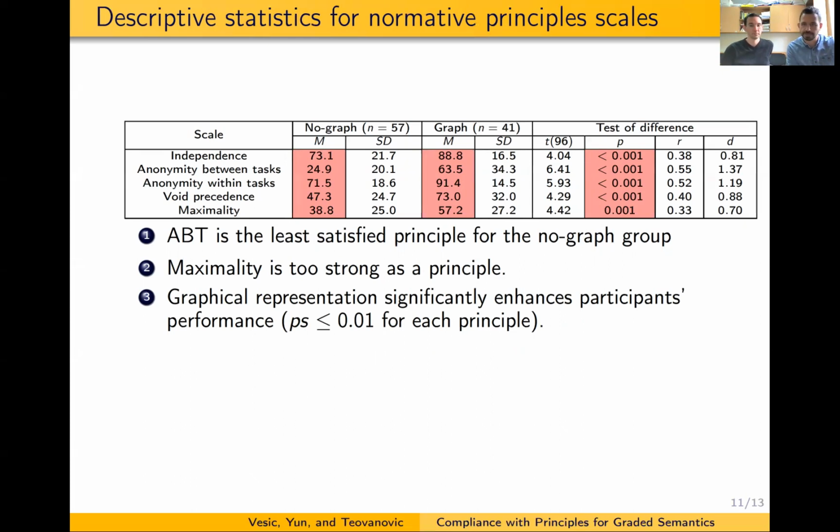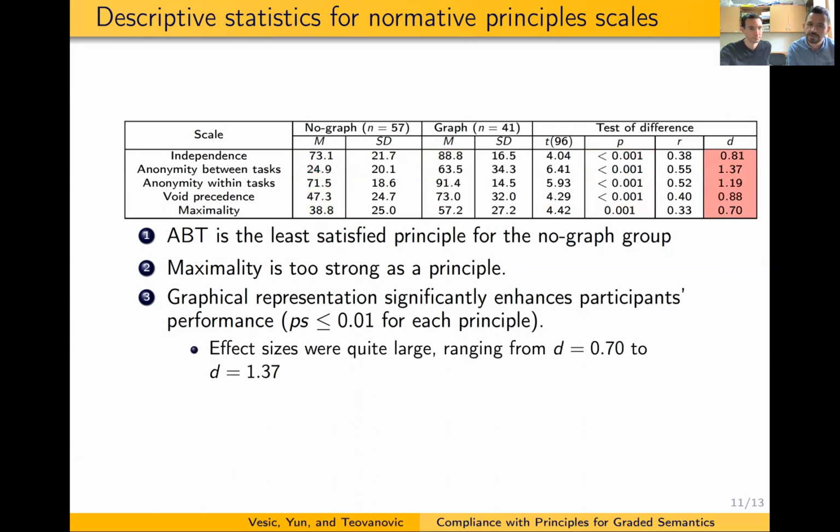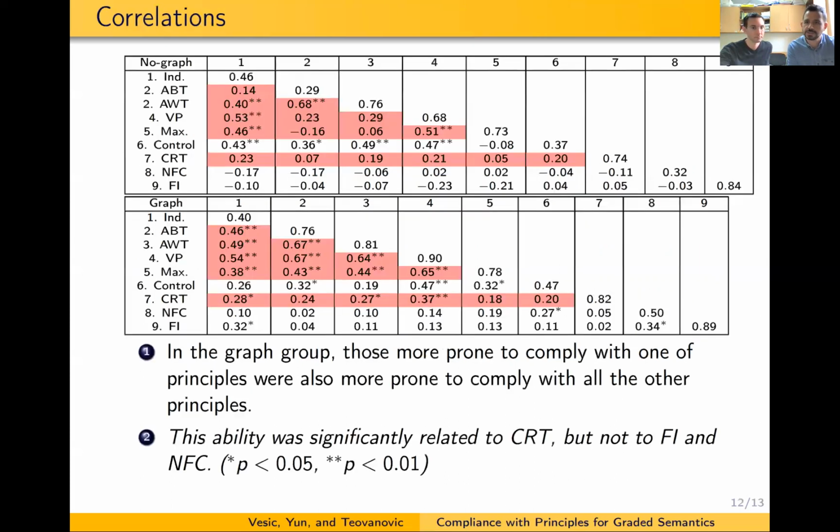So basically, when you present people with a graph, they comply more with the different argumentation principles. This difference was highly statistically significant, and the effect size of the graphical representation was quite large. It ranged from 0.7 to 130. What is more, in the graph group, compliances with different principles were much more correlated, which can also be seen in these two tables.